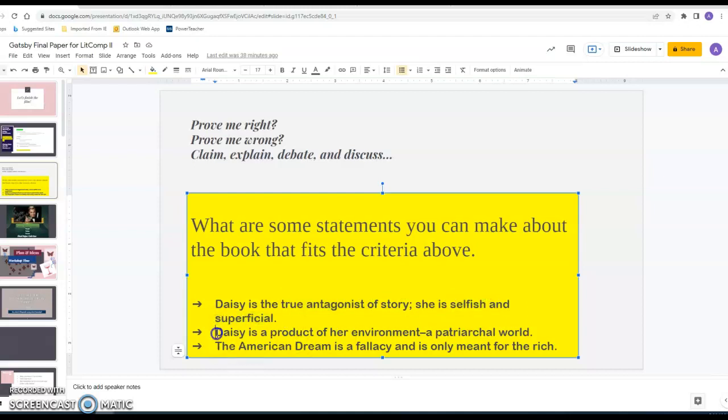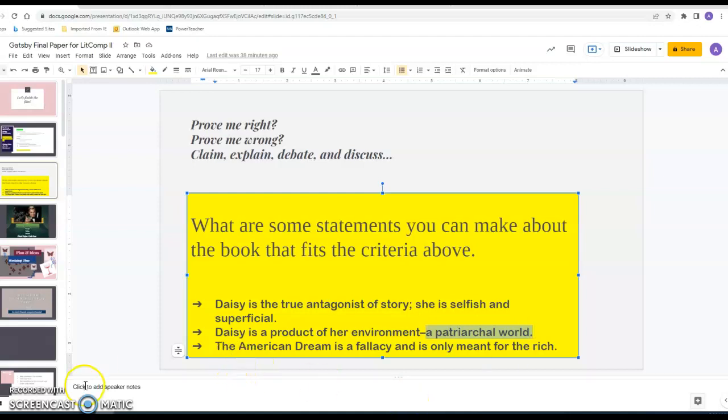So here's some more. Daisy is a product of her environment. This could be curious, and I'd have to talk about what her environment is. I could talk about when she was in Louisville as a young girl, and she was so flirty with all the officers, and how she first met Gatsby. But then I could also talk about the patriarchal world, and how she moves into patriarchy with her husband Tom.